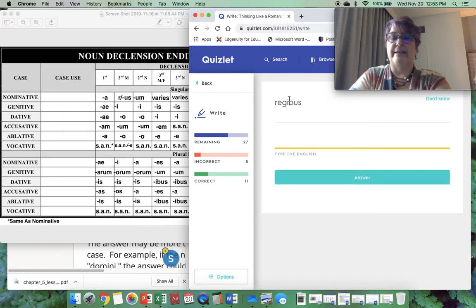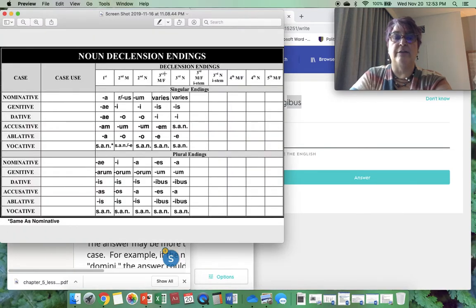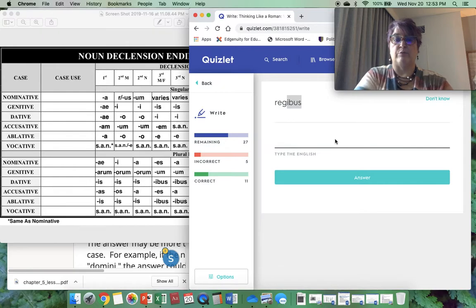Regibus. The ending I'm looking at is IBUS. The noun I'm looking at is rex, regis, which is third declension because of the IS, and masculine. When I go to the third declension masculine column, I see IBUS in two places, dative plural and ablative plural.